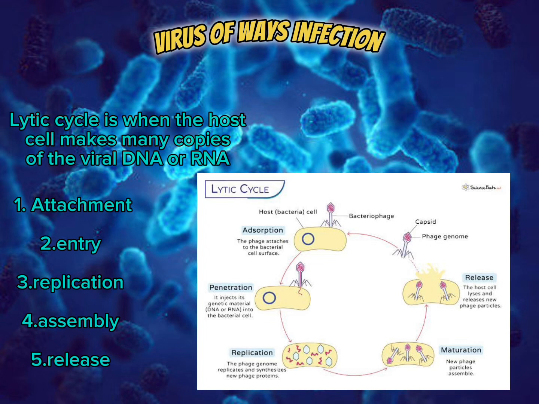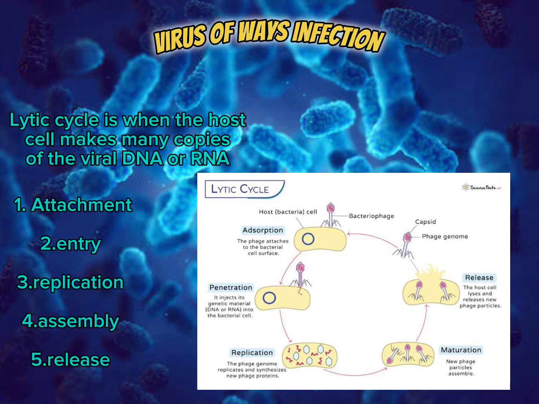This cycle is the lytic cycle, when the virus attacks the host cell machinery to produce new viruses, eventually destroying the host cell to release them. And the first step is the attachment. The virus attaches to a specific receptor on the surface of the host cell. Second is the entry, when the viral genetic material, DNA or RNA, enters the host cell.